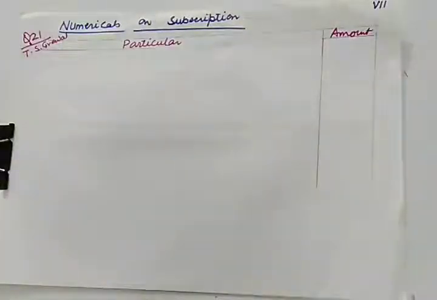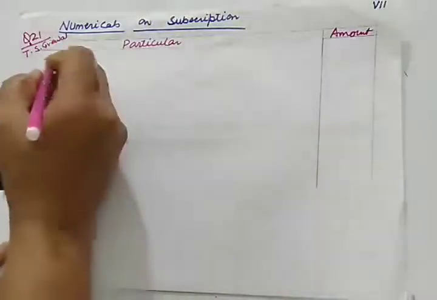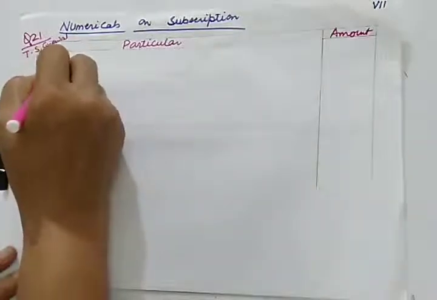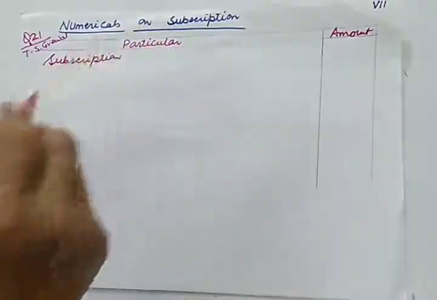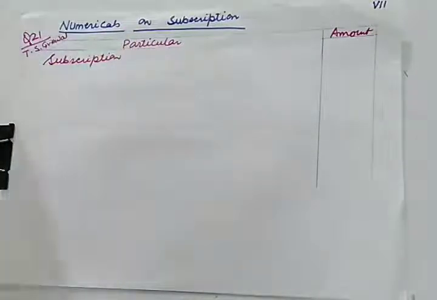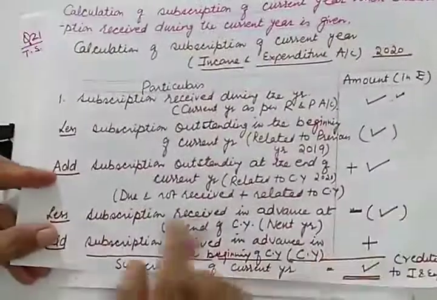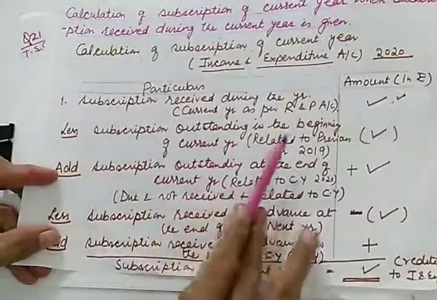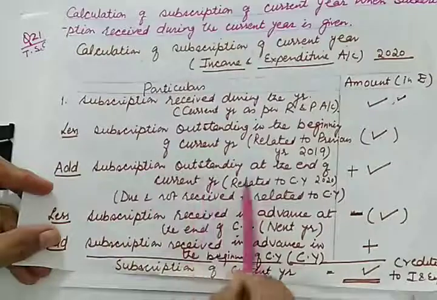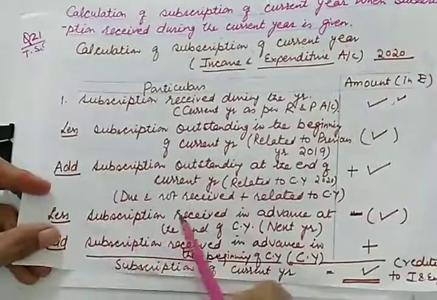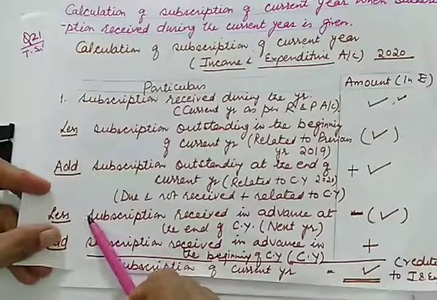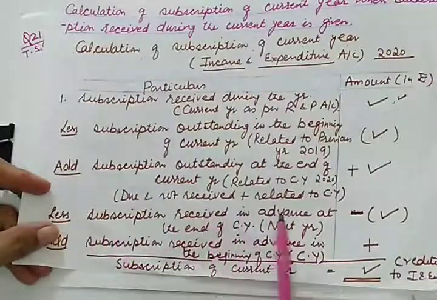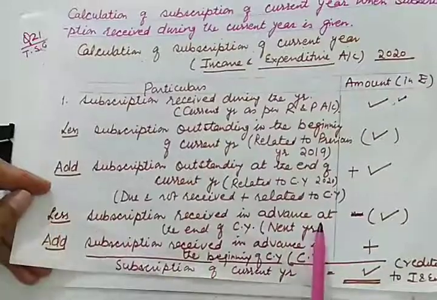So first of all, we'll write the details. The first detail is as usual subscription received. In this case we'll be following the format which we did in the previous case. We'll be deducting subscription outstanding in the beginning, and subscription outstanding at the end will be added. Likewise, subscription received in advance in the beginning will be added, and subscription received in advance at the end will be deducted. So we'll be following this pattern.